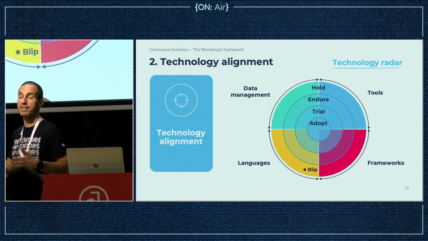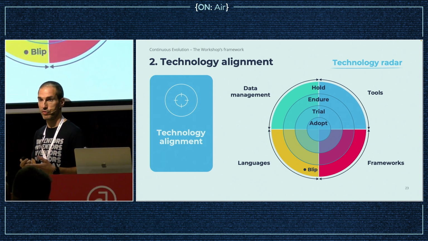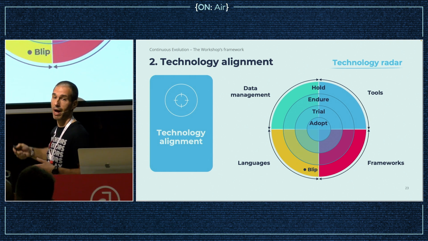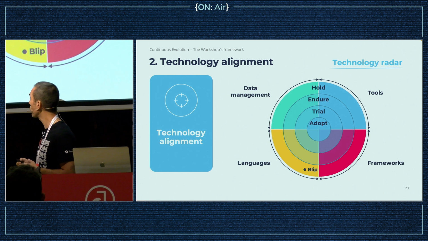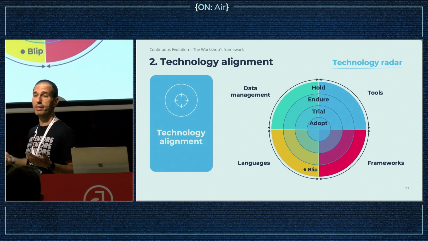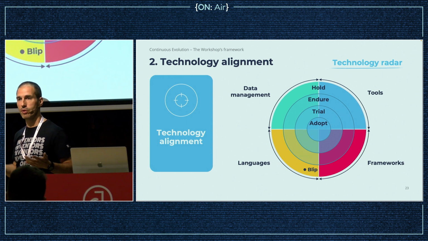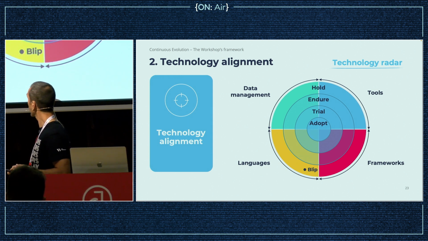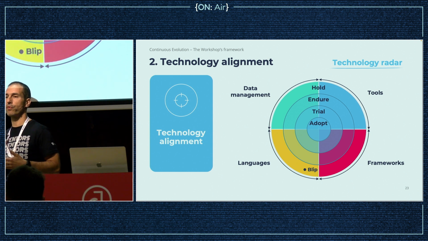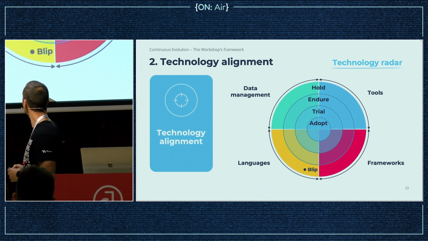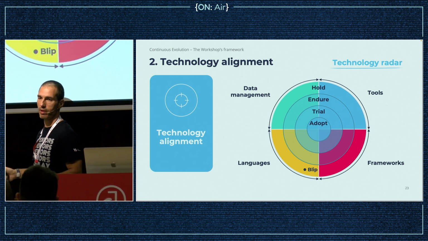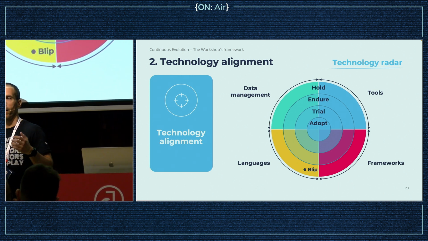The rings just represent the assessment that we made of those technologies. We have adopt, which are our standard, recommended technologies, so we use them by default in all products, in all software. Trial, technology that we are testing, but we are still a bit unsure about. Endure, technologies that we were using before, but we are, let's say, deprecating. And hold, technologies that we don't want to use anymore, and that we want our systems, our software, to migrate away from.